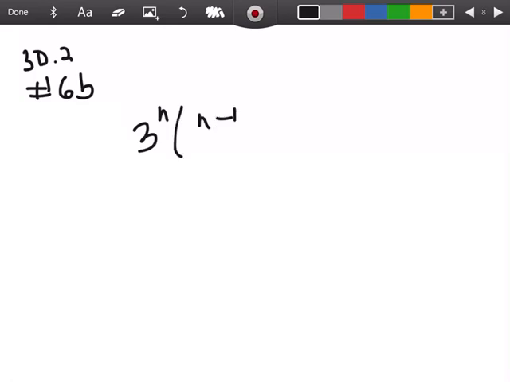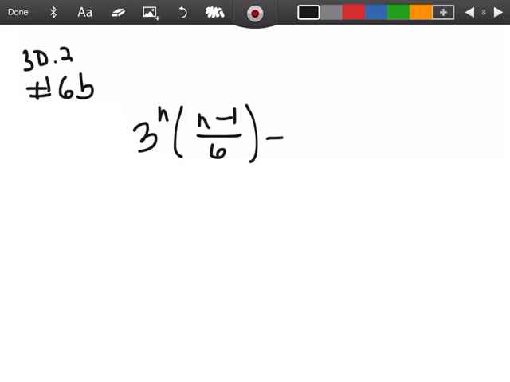So let's do the mother of them all, the very last problem, number 6. I'm on 3D.2, number 6B. So here we are. We have 3 to the n power times n minus 1.